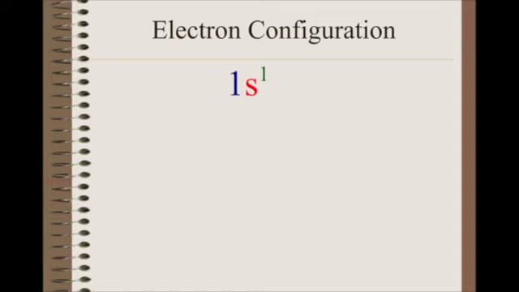Now we're going to talk about how we write electron configuration. They always have a number in the beginning, just like this blue number 1. They always have a letter after, and then they have an exponent of a certain number.